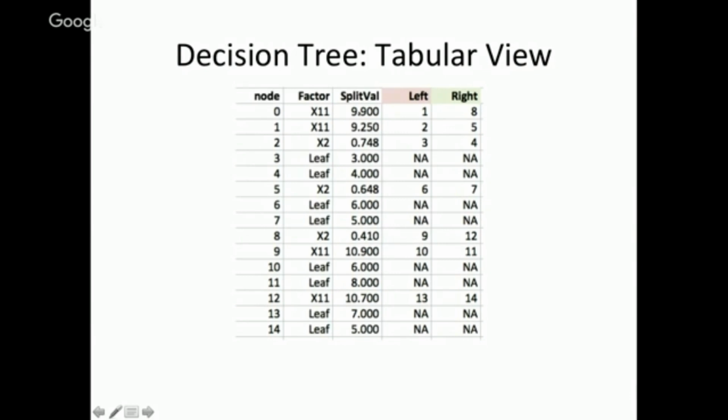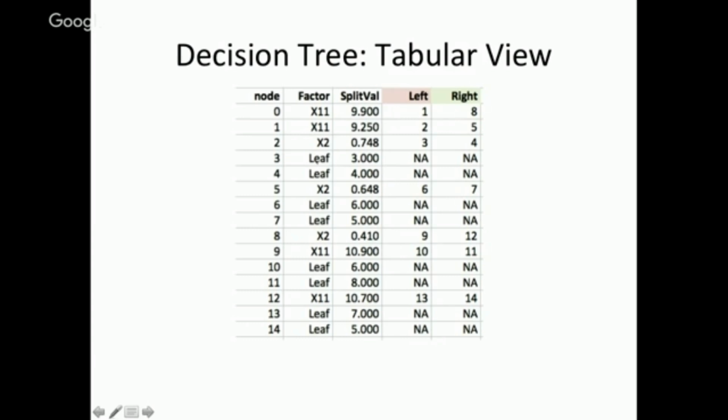The next column is what is the split value? In other words, which value do we decide to go down a left branch or a right branch? And then these two other columns tell you where in my matrix the next part of the tree begins. So here we're saying the left tree starts in the next row, and the right tree starts at the 8th row.